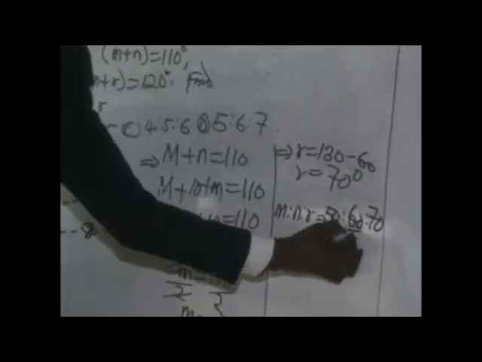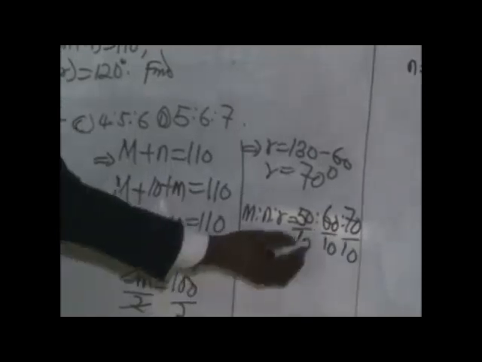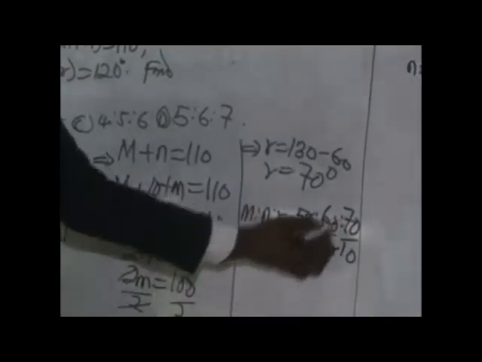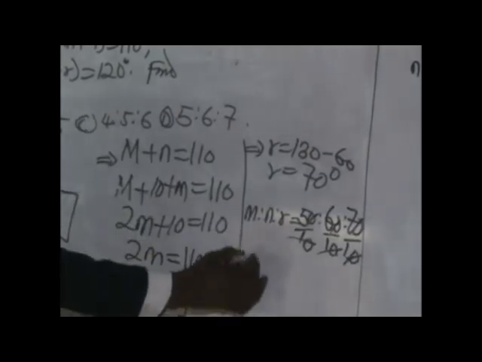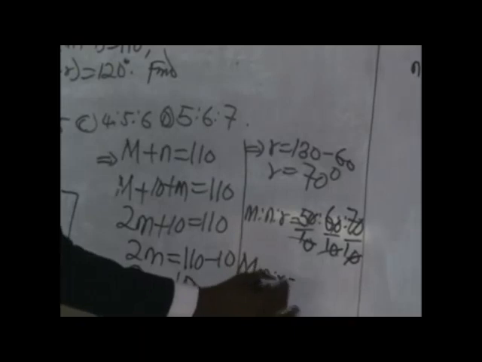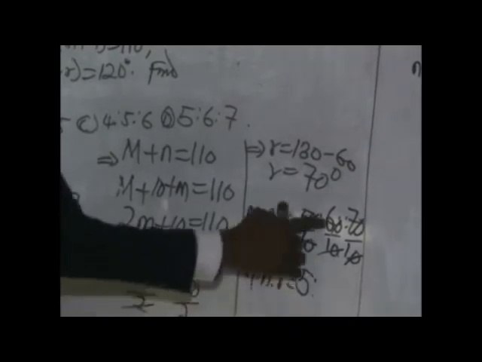R is 70. If you check the options, you will not see 50, 60, 70, so you can divide all through by 10 because there is a common factor. Divide this by 10, this by 10, and this by 10. The zeros cancel, so the ratio m to n to r becomes 5, 6, 7. This is our answer, and our correct option is option G.